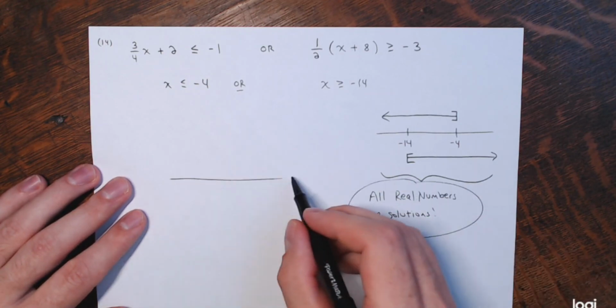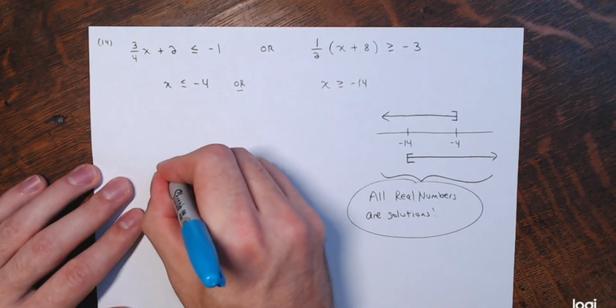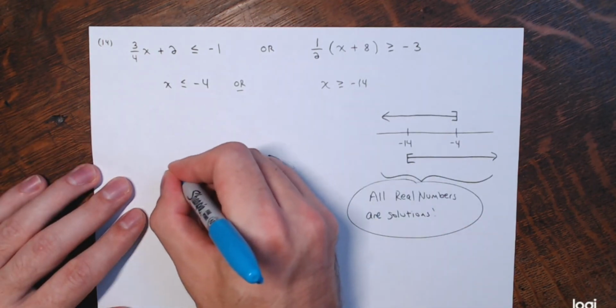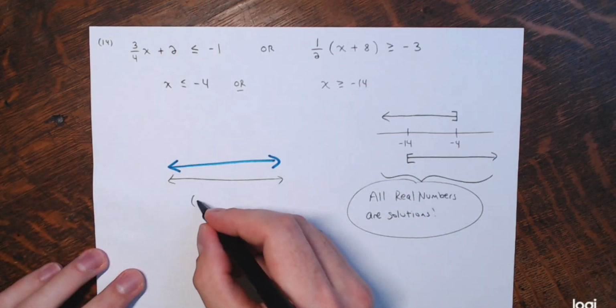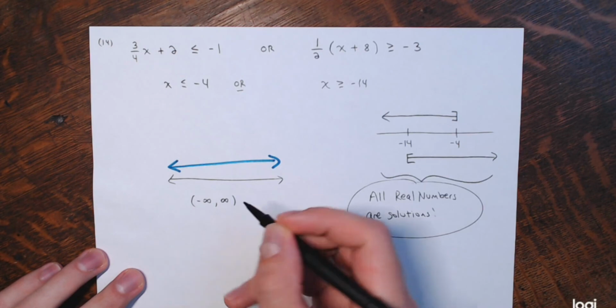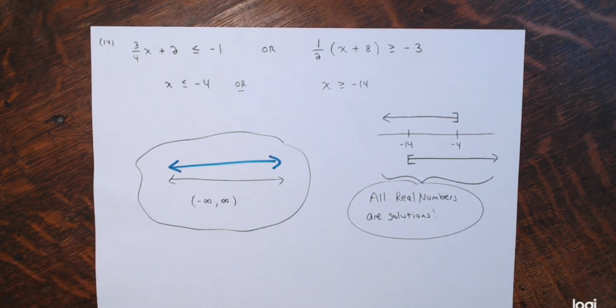And same graph, same interval as the previous three examples. Just indicate, hey, everything is a solution, far left to far right. Interval from negative infinity to positive infinity, and parentheses on those. Yep. Wonderful.